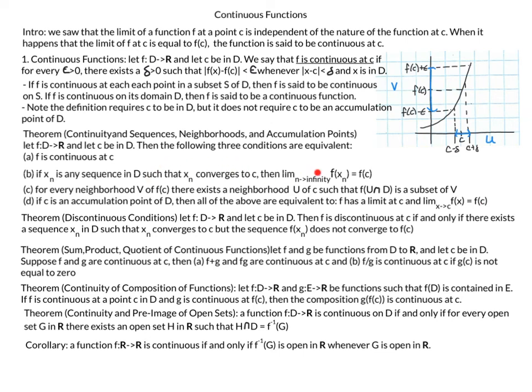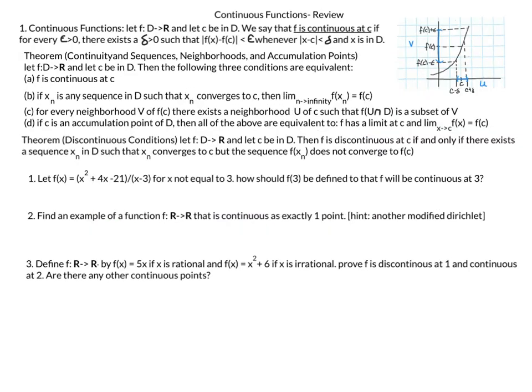I said this one's difficult because you have to show this is true for any sequence. But what you do get is the theorem for discontinuous conditions, which is that you have a sequence that converges to c, but the f of x sub n does not converge to f of c. So it's kind of like the opposite of this. So instead of using this to prove continuity, often you use the opposite, the negation, to prove you have something that's discontinuous. And here I have 3 problems for you to try.